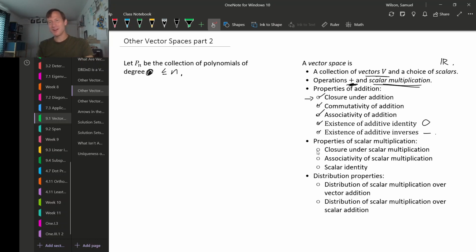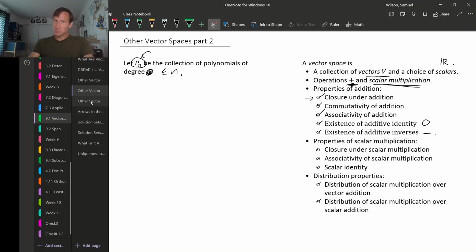And then, right, all of these properties for scalar multiplication, these all follow from the fact that scalar multiplication for polynomials is just real multiplication, essentially. So this collection of polynomials of degree less than or equal to n is a vector space, even though it's made up of things that are not actually vectors. They're polynomials, but they act enough like vectors that we will be able to do linear algebra with them.